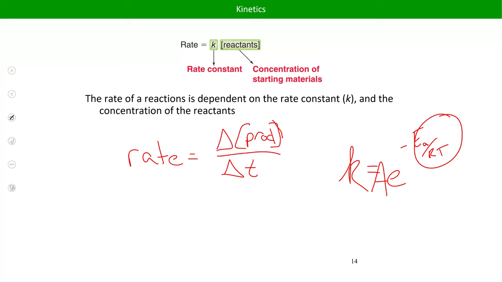But the main point here is that temperature is going to affect our rate constant. When temperature goes up, this term is always going to be less than one, right? When temperature goes up, this whole term gets less negative because the number gets smaller, which means this whole term gets bigger, closer to one. As temperature goes up, this number gets bigger, which means your rate gets faster. So rate will always increase as temperature increases.